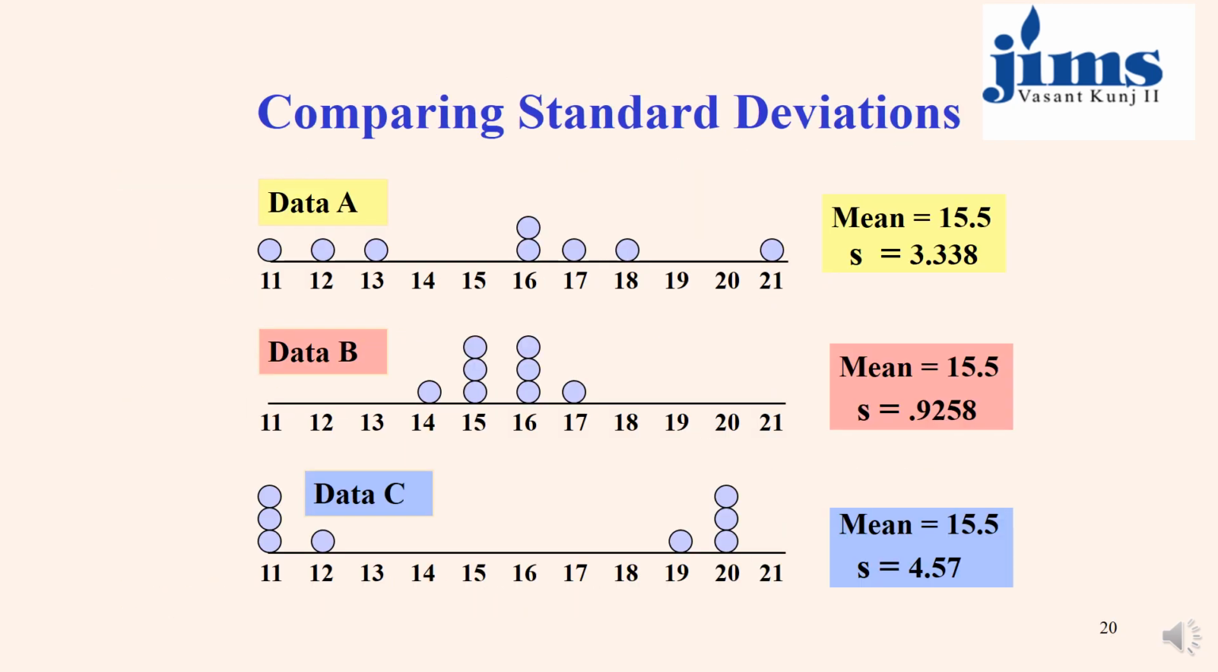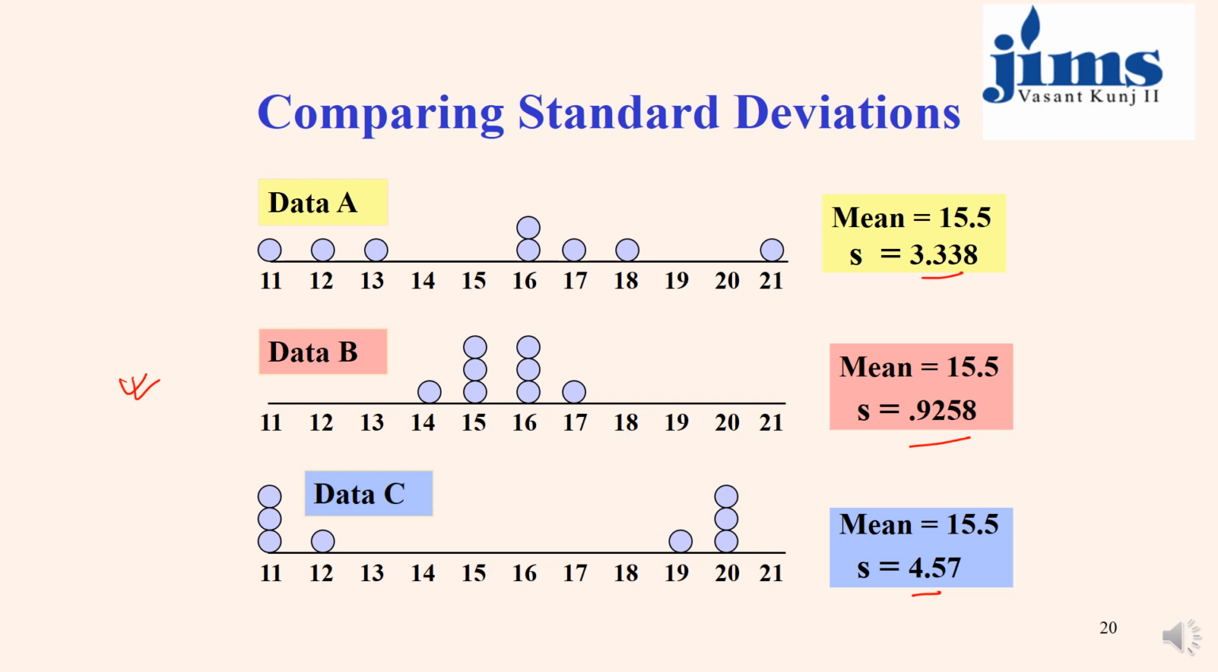Now comparing the standard deviations, what exactly you have seen is that the standard deviation is 3.388, 3.98 and 4.1. See here in data B, the variation is very small as compared to A as well as C. If you compare the variation of B, all data are 14, 15, 16 and 17, whereas in C and A, the data are spread from 11 to 21, therefore variation is large.